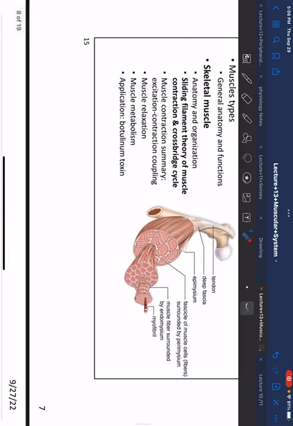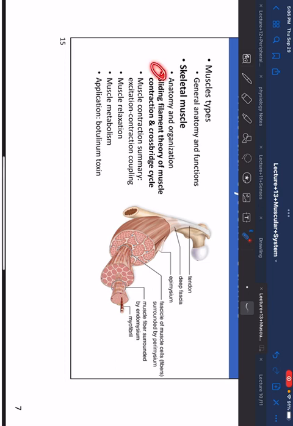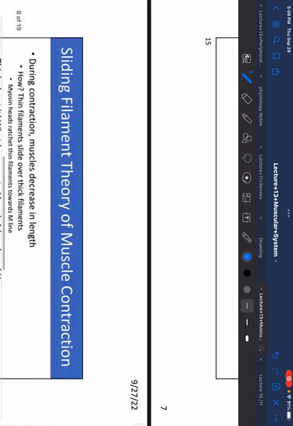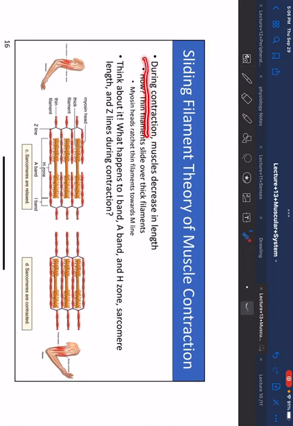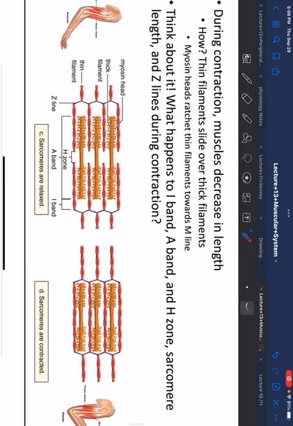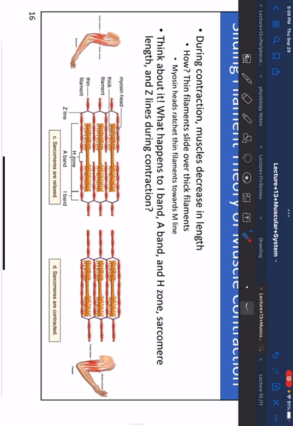So let's describe the sliding filament theory of muscle contraction and cross-bridge cycling. This will tell you how your muscles contract. So during skeletal muscle contraction, your muscle decreases in length. Here's your biceps muscle when it's relaxed. Here's your biceps muscle when it's contracted. If you look carefully, this biceps muscle is shorter in length than this biceps muscle in its relaxed state.